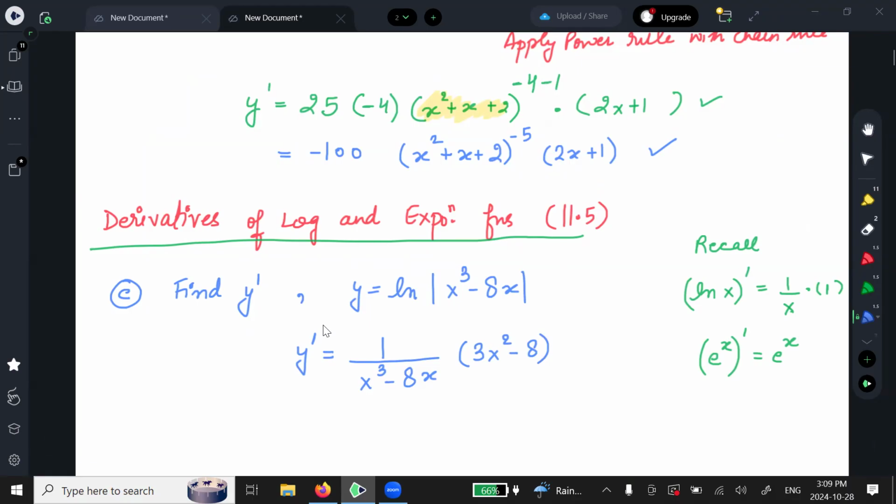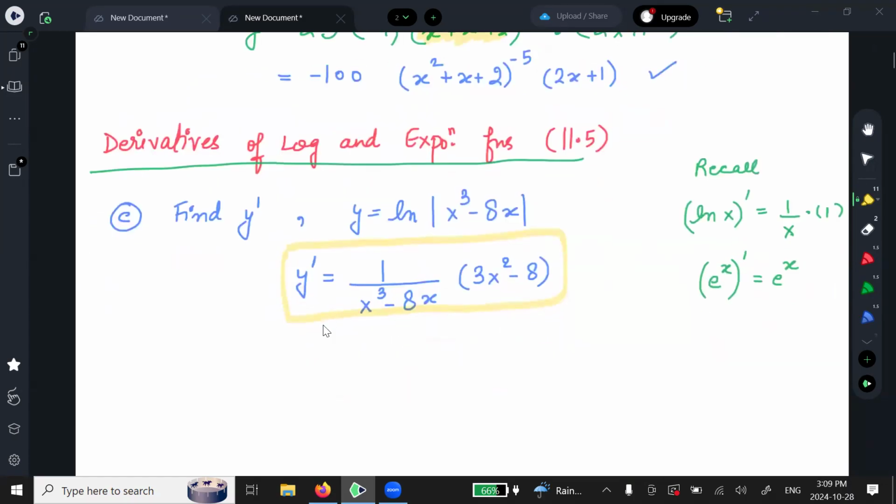Yeah, over this. Good job. So this is it. So that was the first question that I wanted to do. And the second question is number I, of the same topic, number I, which is y equals 5 times e to the power 3x cube plus 2x.